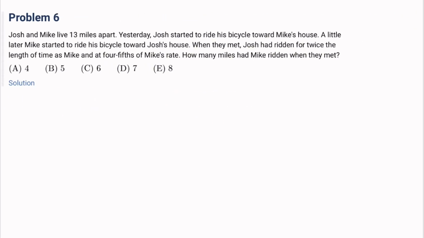Number 6, Josh and Mike live 13 miles apart. Yesterday, Josh started to ride his bike towards Mike's house. A little later, Mike started to ride his bicycle toward Josh's house. When they met, Josh had ridden for twice the length of time as Mike and at 4/5 of Mike's rate. How many miles had Mike ridden when they met?